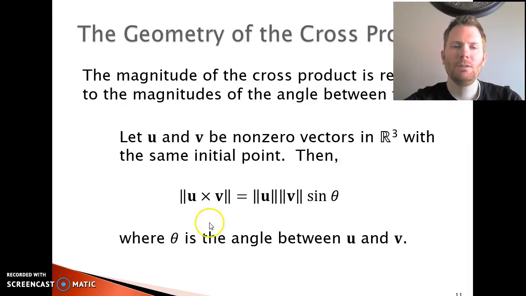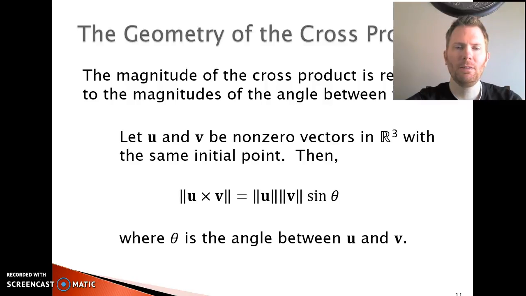Okay, so the magnitude of the cross product is somehow related to the magnitudes and the angle between them, and here's the relationship that our book gives us. The magnitude of, can't find my mouse again, it disappears every now and then. The magnitude of the cross product of u and v is equal to the magnitude of u times the magnitude of v times the sine of the angle between them. This is if you put both vectors on the same set of coordinate axes where they share the same initial point. And theta here is the angle between u and v.